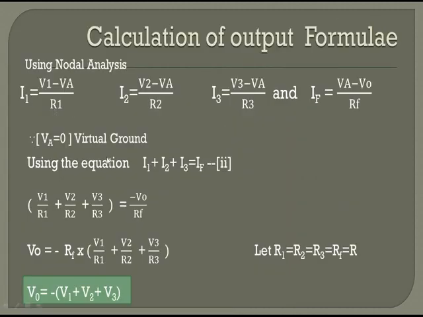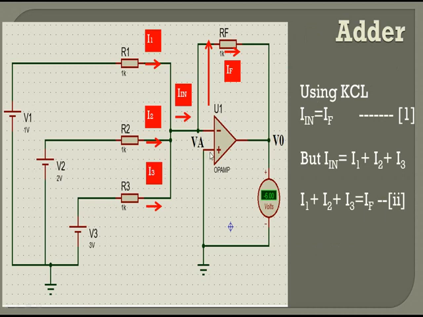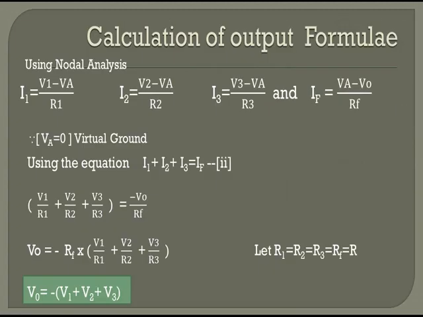Write this equation. Then we have to use the virtual ground concept to solve it. We have seen the virtual ground concept; you can watch the video on it, in which we say that if the other input is grounded, then the voltage at this node point is also 0. This is called the virtual ground concept. So by using the virtual ground concept, we write VA equal to 0. Put this VA equal to 0 value in the above equations.